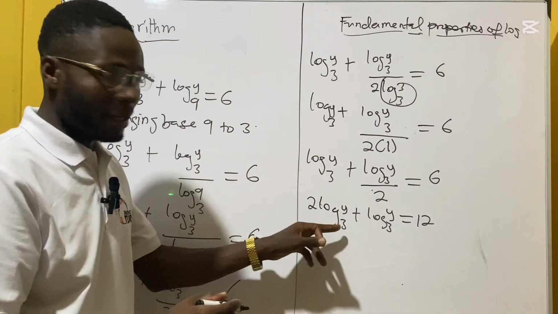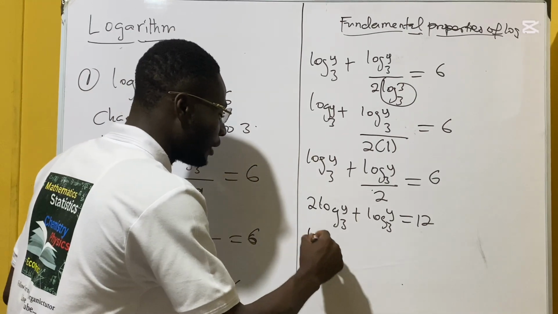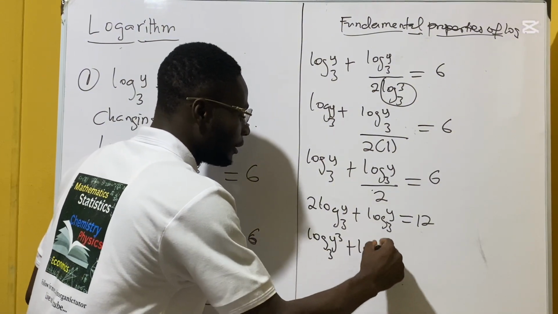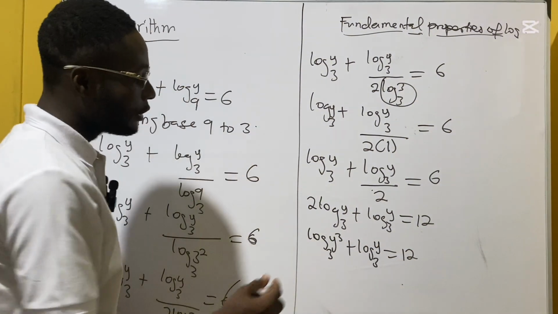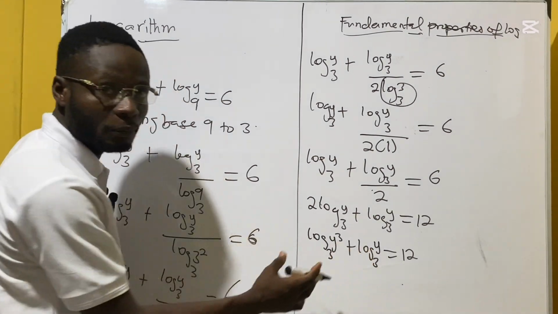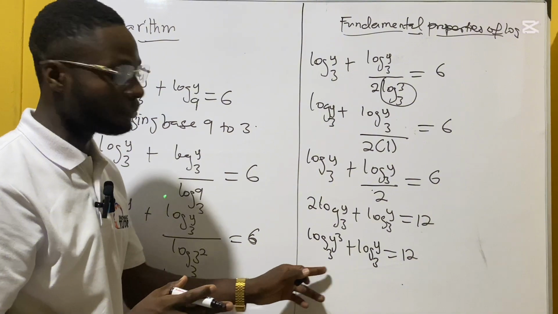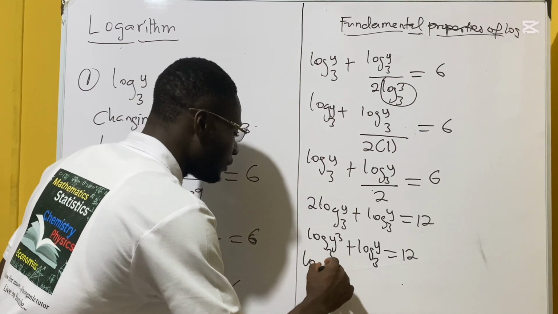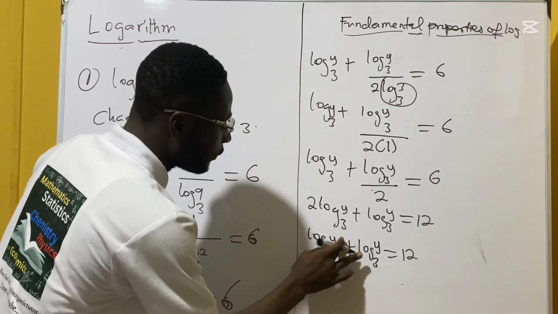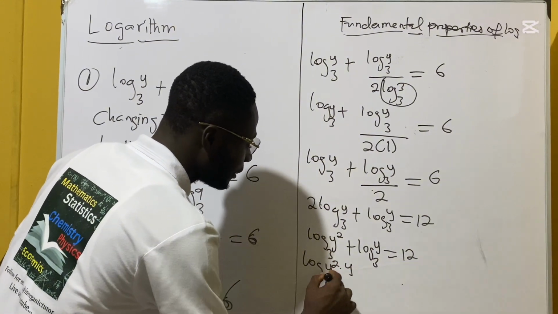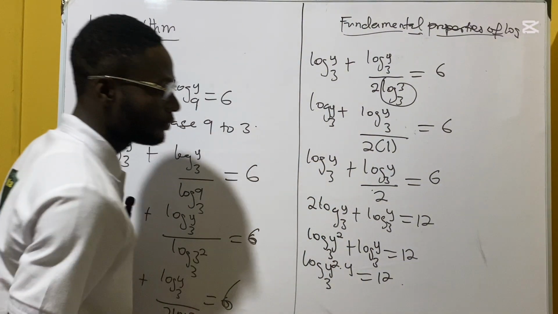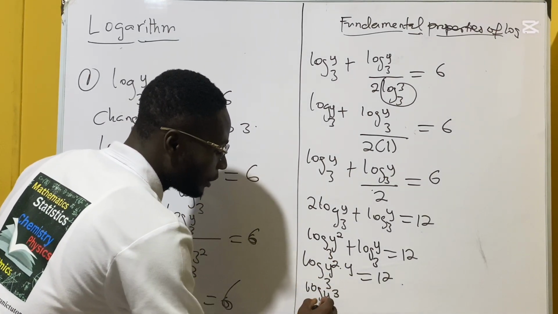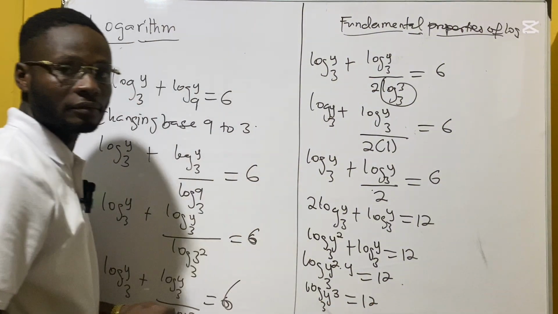So here, let's apply the exponent property. We have log y cubed base 3 plus log y base 3 equals 12. They are adding, so you can multiply. Since they are all the same base, take one of the logs, then multiply the functions. So you have log y squared times y base 3 equals 12. So over here, you're going to have log y exponent 3 base 3 equals 12.